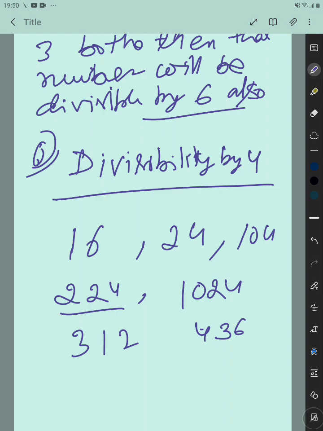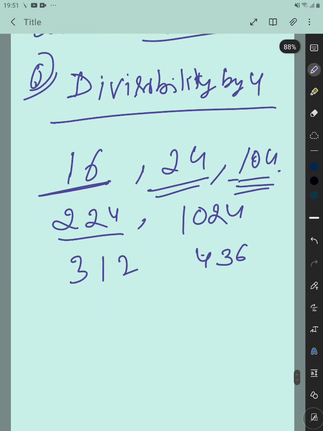What we can see is that if any number has more than two digits, meaning three digits or more, then there can be a similarity. For a two-digit number we can directly see and find out whether it is divisible by 4 or not. But for higher digit numbers we can make some rules.